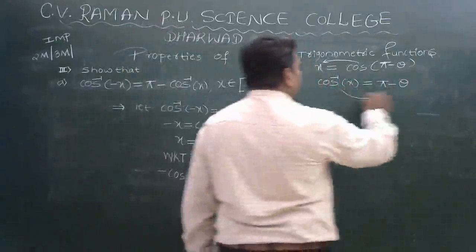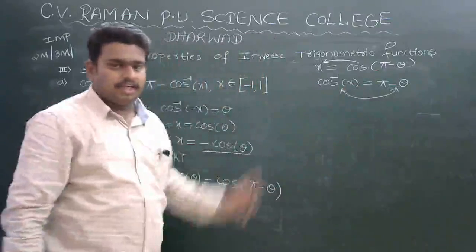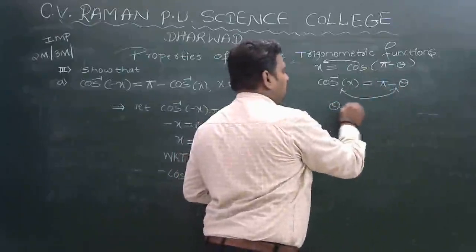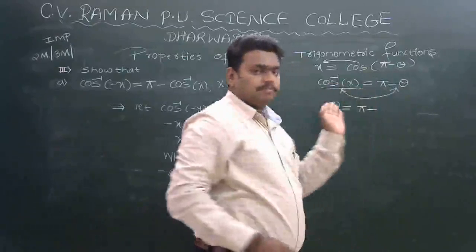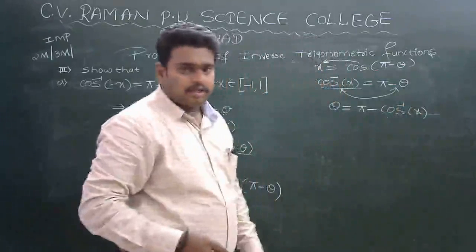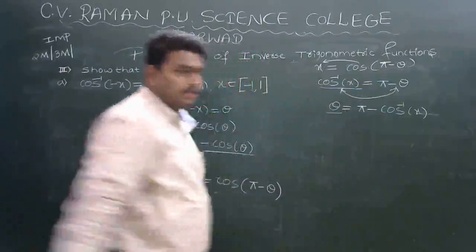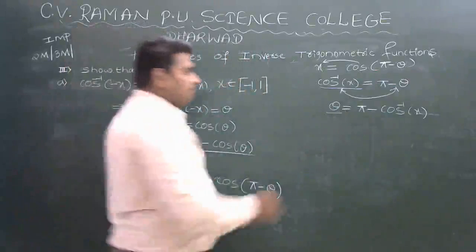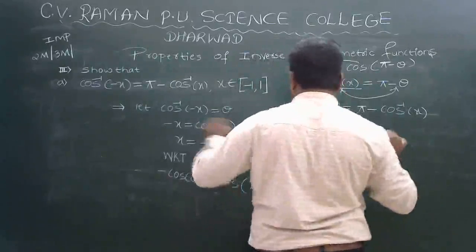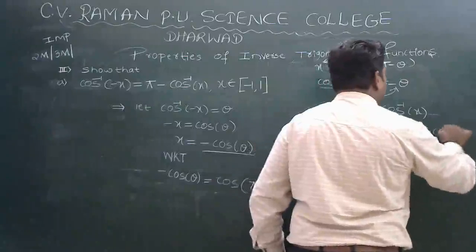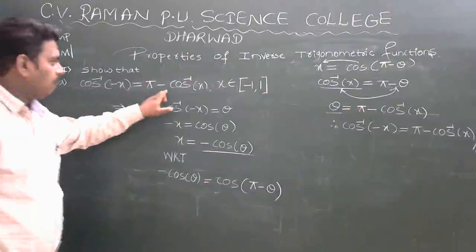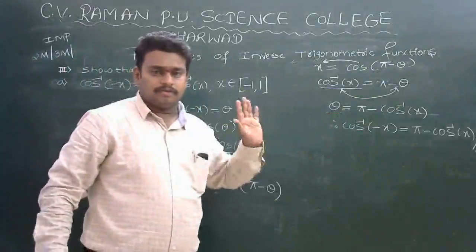So let us interchange these two terms. Just I am going to interchange these two terms. So what happens? If minus theta comes to this side, it becomes plus theta. Here pi minus cos inverse of x, the plus that was there, goes to the other side and becomes minus, so minus cos inverse of x. Okay, next. What is the value of theta? So I am going to write, your theta value is cos inverse of minus x equals to pi minus cos inverse of x. This is the proof we had to do. See here, cos inverse of minus x equals to pi minus cos inverse of x. This is what we had to prove. Okay, got it.